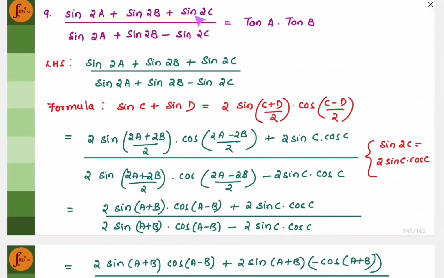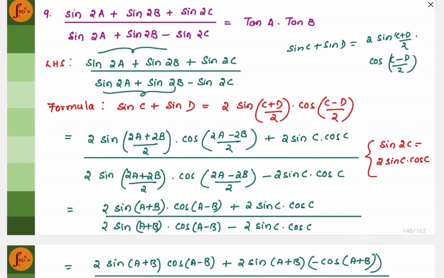Now let's take this particular example. Sin 2a plus sin 2b plus sin 2c by sin 2a plus sin 2b minus sin 2c is tan a into tan b. Now what we will do, we'll take these two terms, apply transformation formula, take these two terms, apply transformation formula. It is of the form sin c plus sin d, first formula in the second set, which states that sin c plus sin d is 2 into sin c plus d by 2 into cos c minus d by 2.